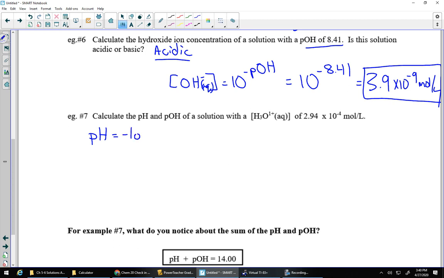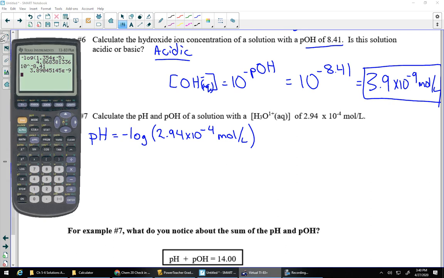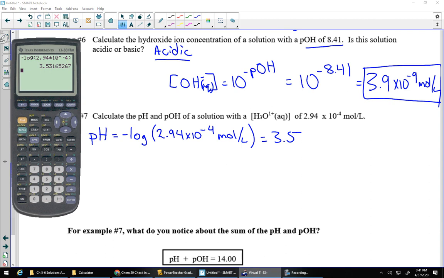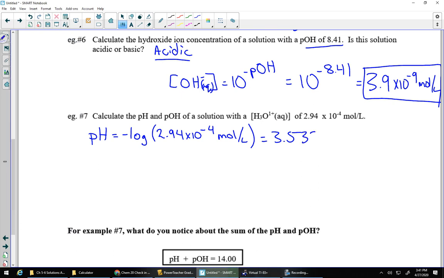It's going to be negative log of the concentration, which is 2.94 times 10 to the negative 4 moles per liter. Again, I plug that into the calculator here. So clear, negative log of 2.94 times 10 to the power of negative 4 is 3.53. We need 3 sig digs, so 3.532 is our pH.